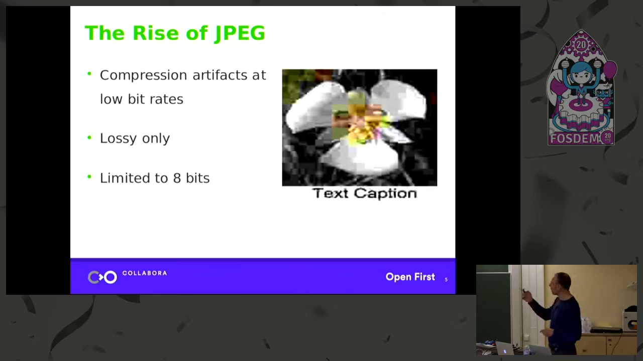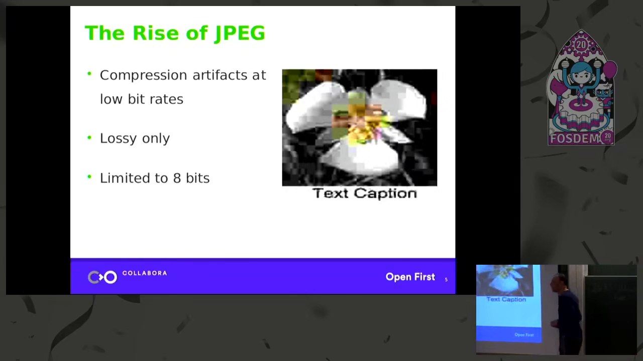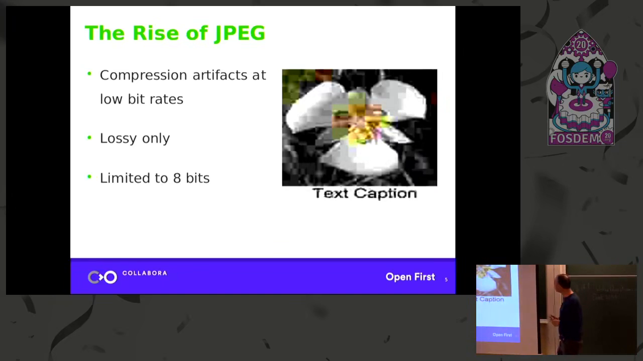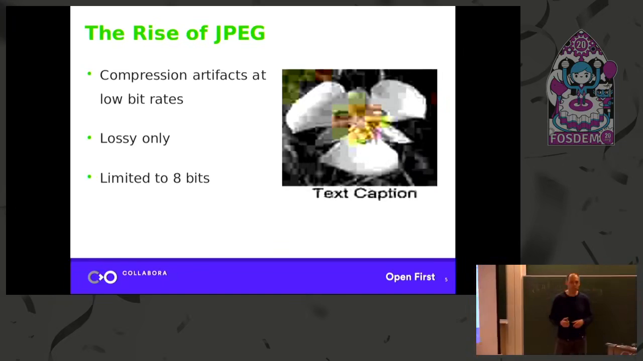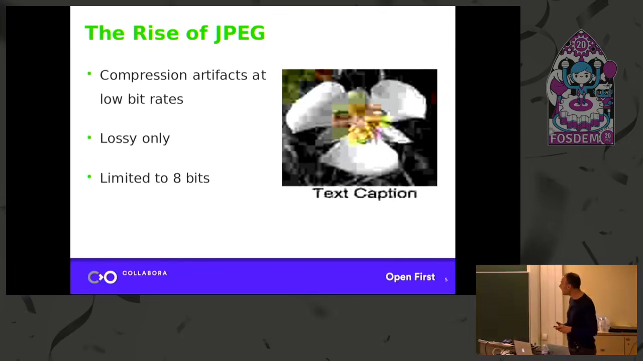So here you have on the right a picture of a flower, and you can see this is about a 1 bit per sample image. So you can see the block artifacts that you've all seen over here, because JPEG uses an 8x8 pixel block to do its compression, and so when you get very low bit rates, you start to see the boundaries around the 8x8 pixel blocks. So that's a big problem.